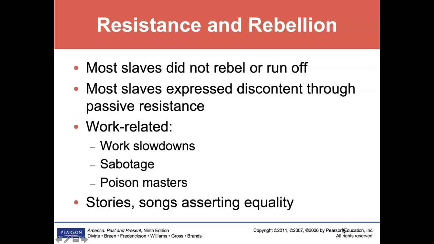Now, most slaves did not rebel or run off, this is true, and most slaves expressed discontent through passive resistance as well. Sometimes work-related, for example, they would systematically slow down the work process, or they would sabotage the crop output or the plantation. They would even poison masters too. And of course, the cultural aspect of this is that this created a common consensus culture amongst slaves through stories and songs asserting equality.